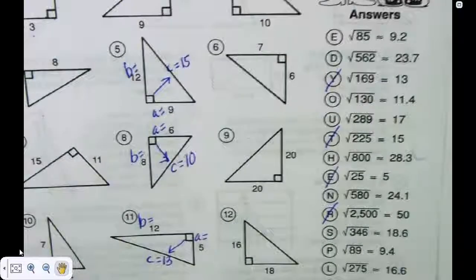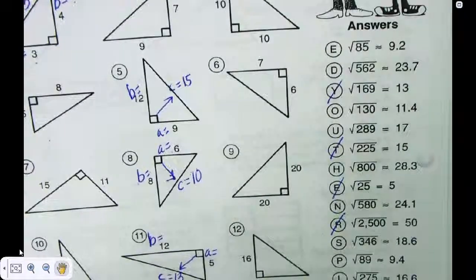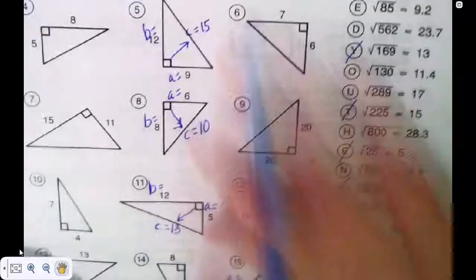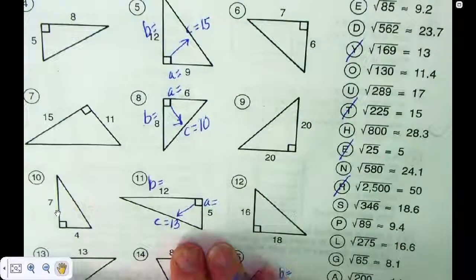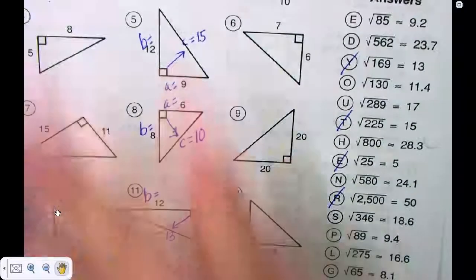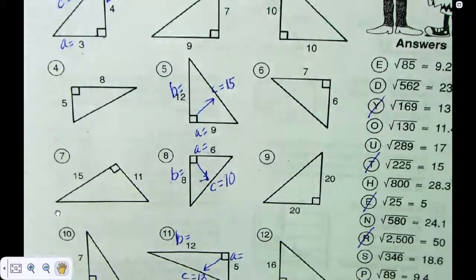Alrighty? And then there's one more you're going to learn, but not today. Okay, so does everybody understand what we did? What the A squared plus B squared equals C squared? What are we going to use it for mainly? To find the length of a side of a right triangle. It's got to be a right triangle. It has to be a right triangle.